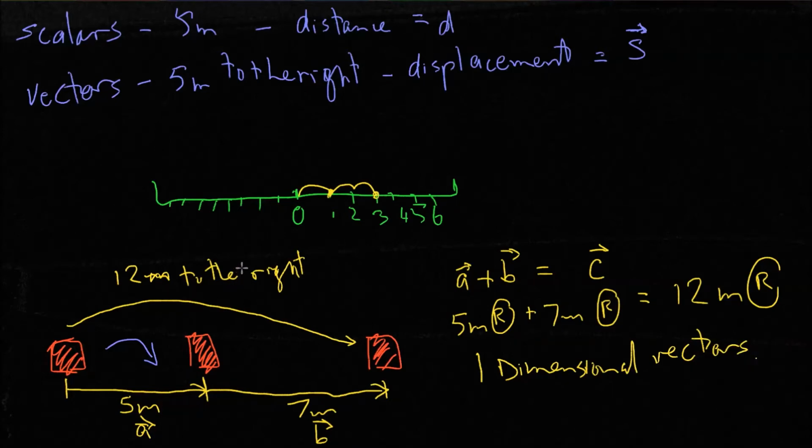So now we're going to look at what happens when we go to two-dimensional vectors. We're going to learn how to add and subtract those vectors and see what else we can do with them. Now let's look at 2D, or two-dimensional, vectors.